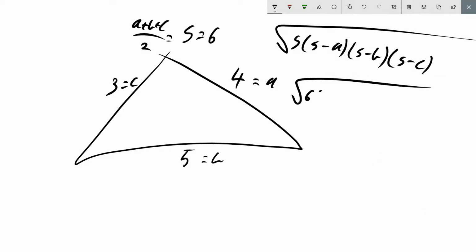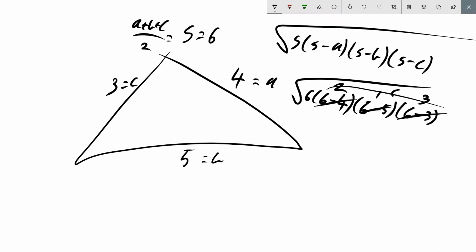So 6 lots of 6 minus, and our A value is 4 in this case. 6 minus, and then B is 5. And then 6 minus 3. So this will become 3, this will become 1, that'll become 2. 2 times 3, that's going to become 6. 6 times 6, 36, square root. 36 is going to give you 6. And that's our area here.